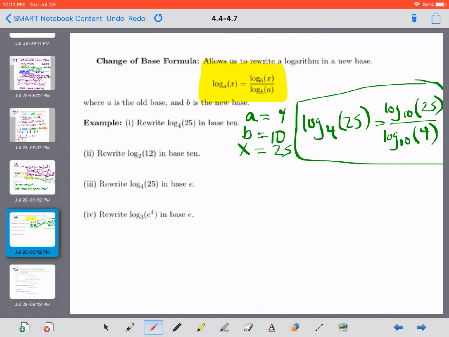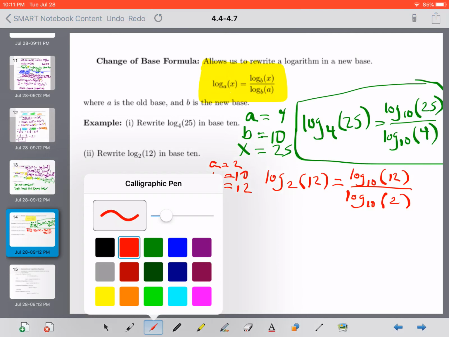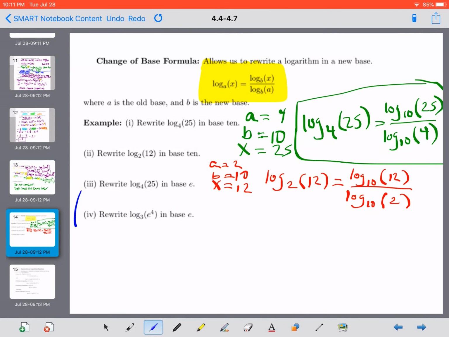Log base 2 of 12, we want to rewrite it in base 10. So the old base is 2, the new base is 10, and the x, the inside term, is 12. So the change of base formula tells us log base 2 of 12 is going to be equal to log with the new base of 12 divided by log with the new base of the old base. So log base 10 of 12 over log base 10 of 2. Alright, running out of space here, so let's try number 3 down here.